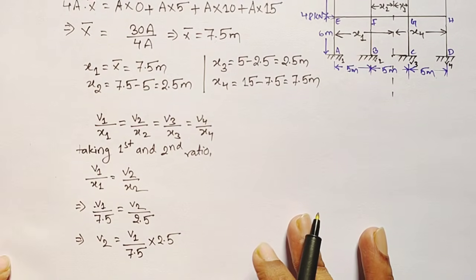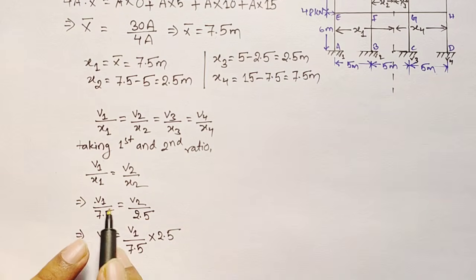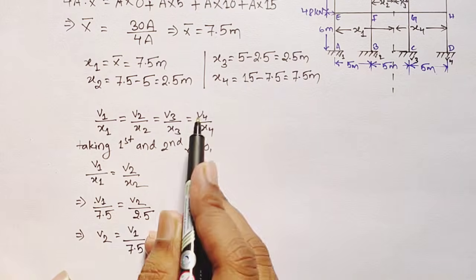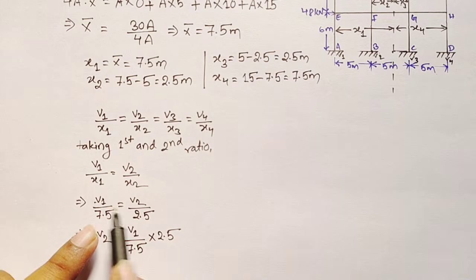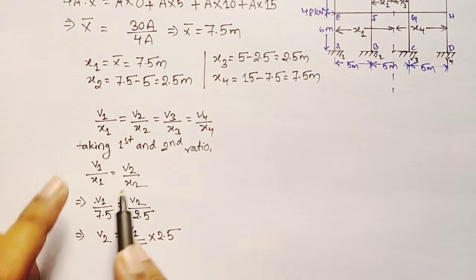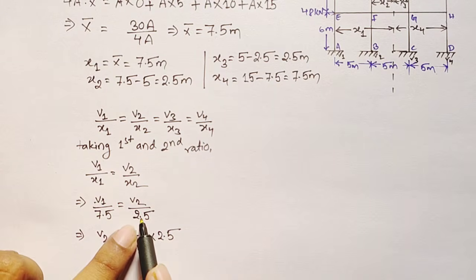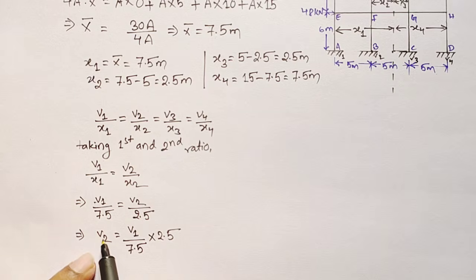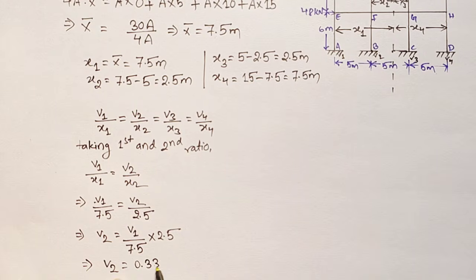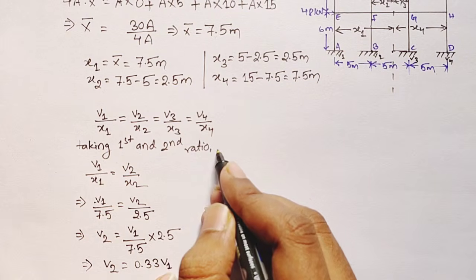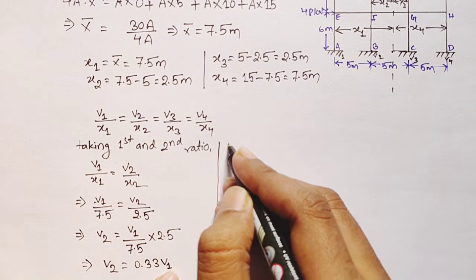Oh, it was not visible, sorry for this. See here, V1 is this, we need to resolve V2, V3, V4 in terms of V1. So we will take the first two ratios. So V1 upon 7.5 equals V2 upon 2.5. Now we will have V2 equals V1 upon 7.5 multiplied by 2.5. This 2.5 is in division, so it goes this side and will be in multiplication, and further it is the same. So we get V2 equals 0.33 V1.